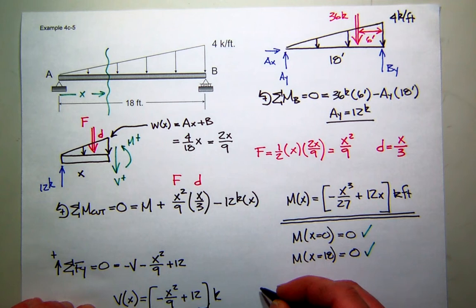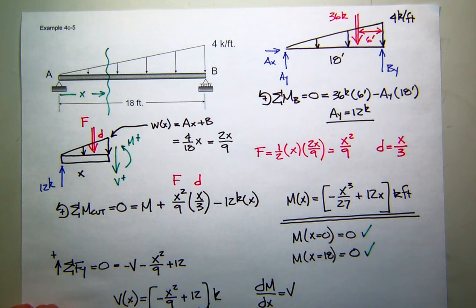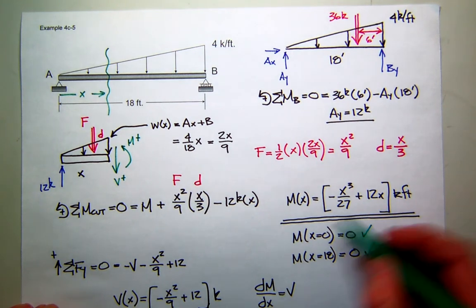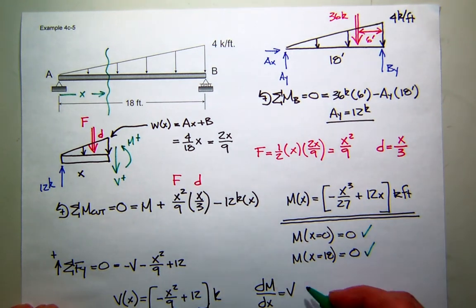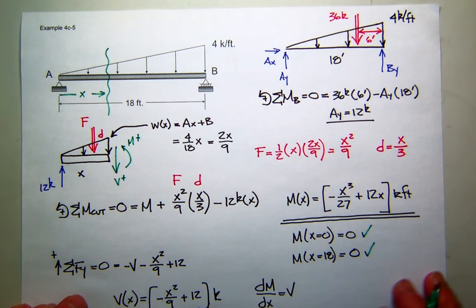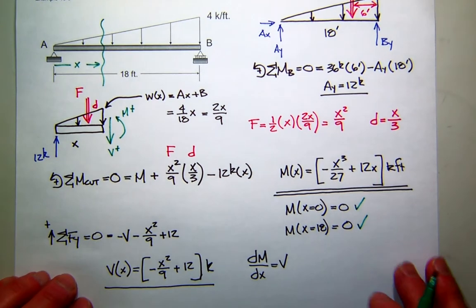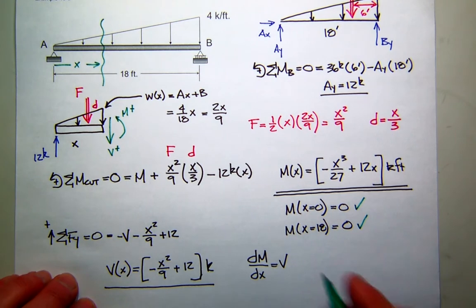Now one thing we can check right away is the derivative of the moment equal to the shear. I think if you take that derivative, you see it's the same. Plus 12. Oh, never mind. I wrote it at the beginning. Negative x squared over 9 plus 12. Never mind. Don't worry.